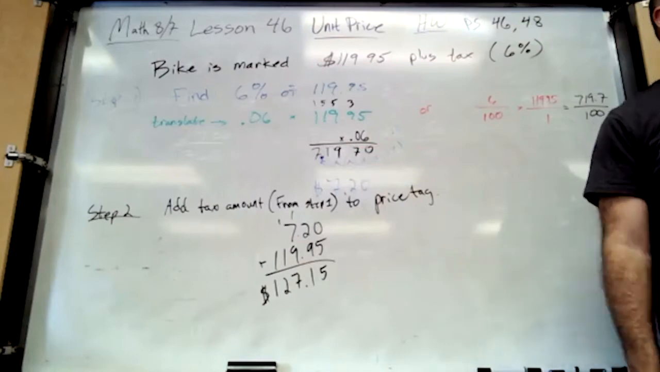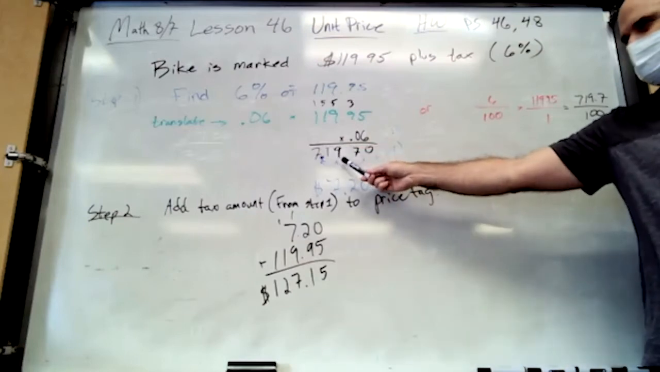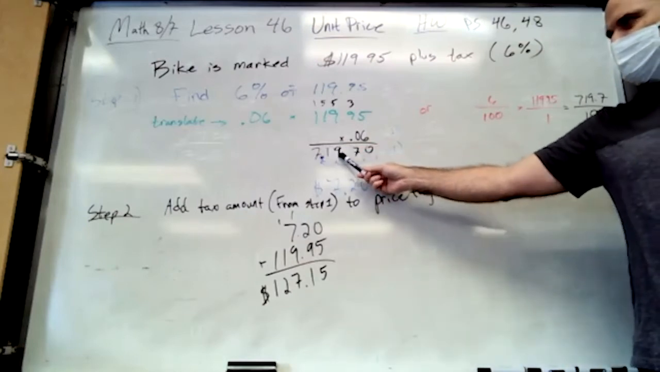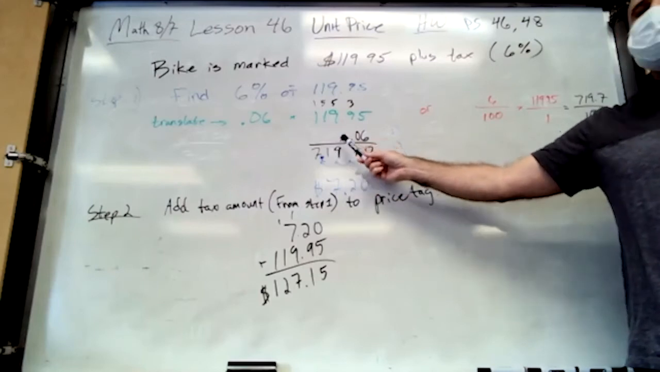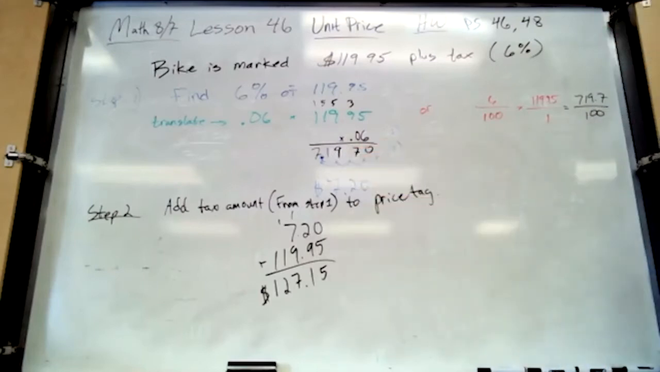Make that into money, so round it to the nearest cent. So that 7 makes that 9 go up 1. So that becomes a 720. Okay, so this is difficult.